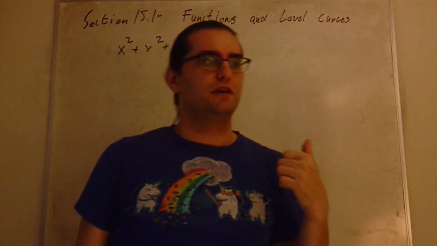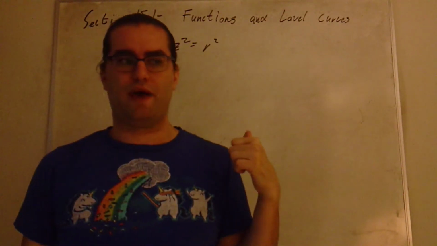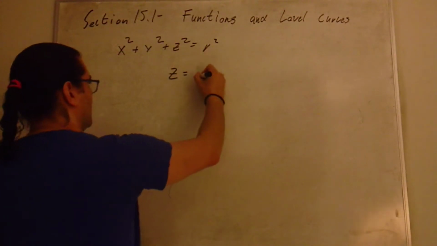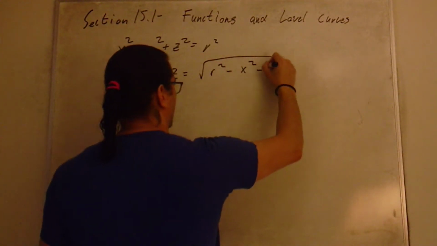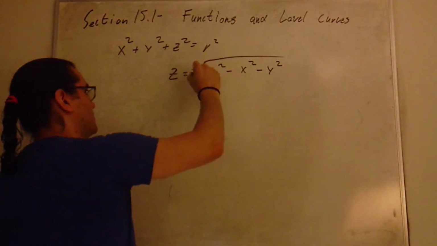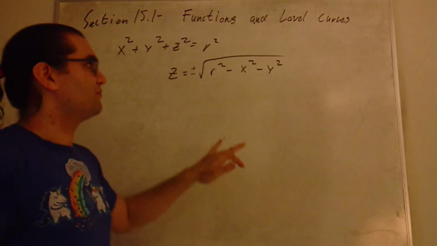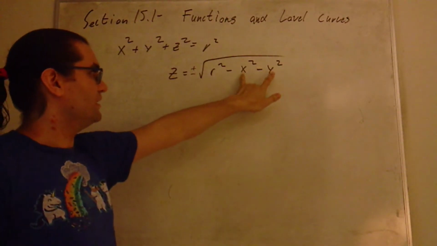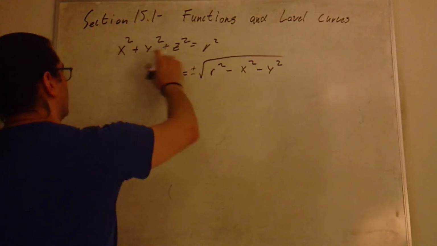The problem is it's not technically a function because it doesn't pass the vertical line test. If we try to solve this for z, we'll get the square root of r squared minus x squared minus y squared. But we'll need to do some sort of plus and minus business. So, as usual, the rule for functions is you can't get two different outputs from one input. So this is technically not a function.